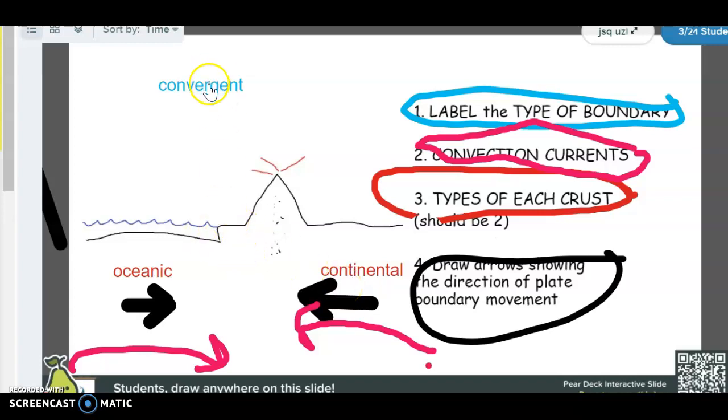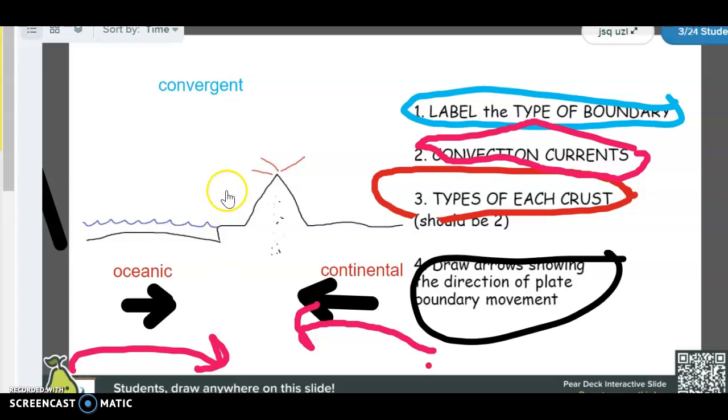And those are caused by convergent boundaries. We can see that we've got one plate that's out of the water and one plate that's under the water, so that gives us our continental plate and our oceanic plate. And because we know these arrows are going towards each other, we also know that the mantle convection current must be moving in the same direction as the plate.